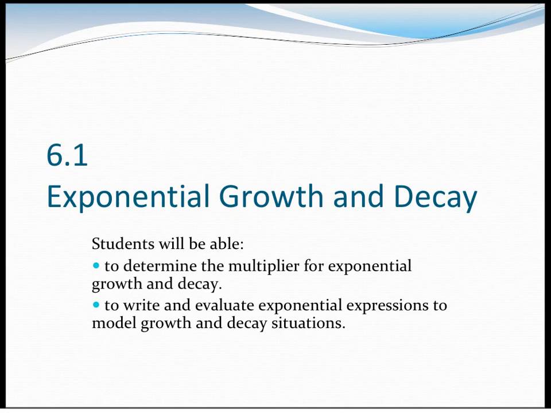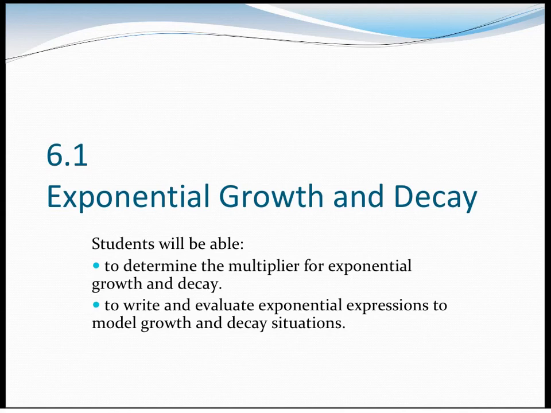Okay, so what we're going to do in this section is talk about exponential growth and decay. And in this video, we're going to look for a multiplier. So what's the actual rate that it's increasing at? I don't want to call it a slope because it's not a constant rate. It's going to change as, for example, time progresses.